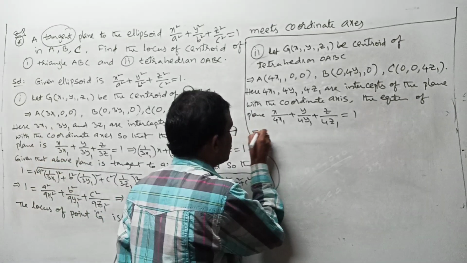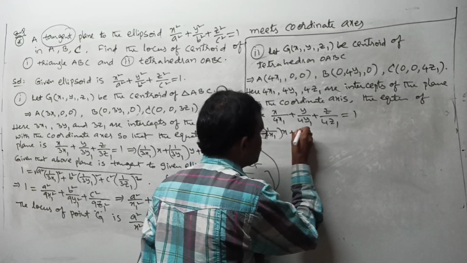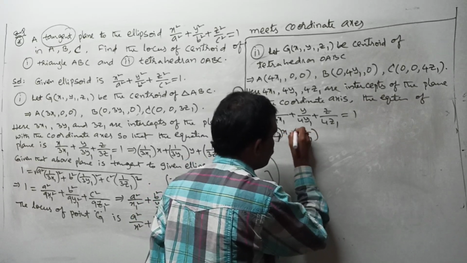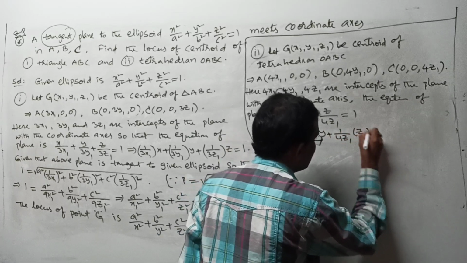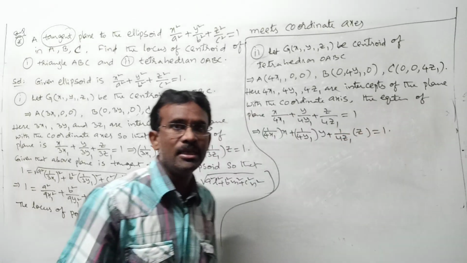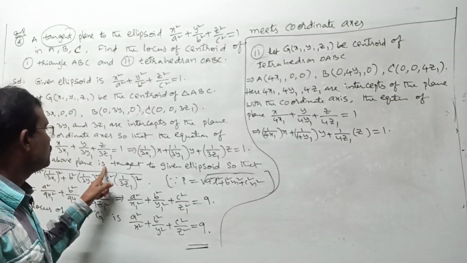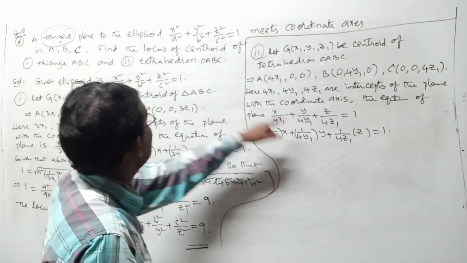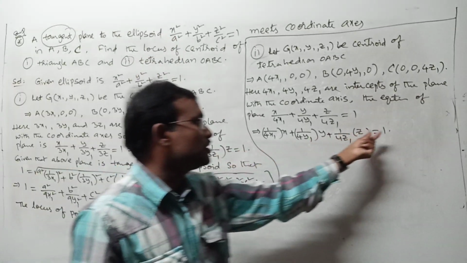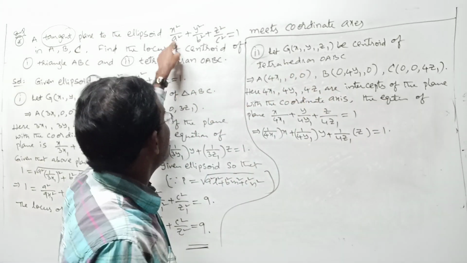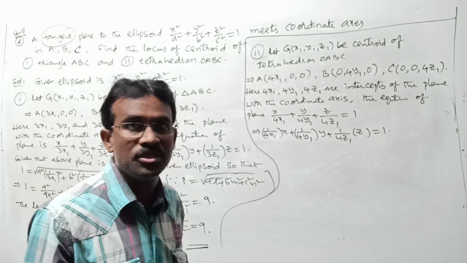Again, this you can write as (1/(4x1))x + (1/(4y1))y + (1/(4z1))z = 1. Any problem with this? Right. Next, the same step: given that this plane is a tangent plane to your given conicoid, we have p = root of a²l² + b²m² + c²n².